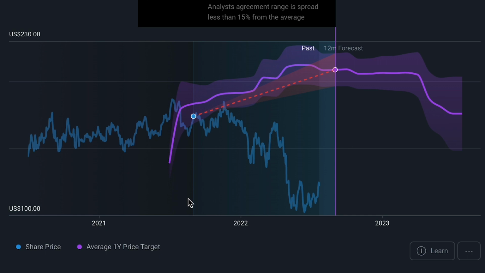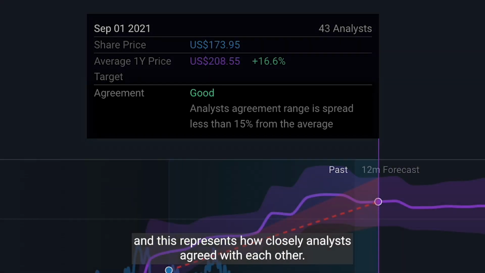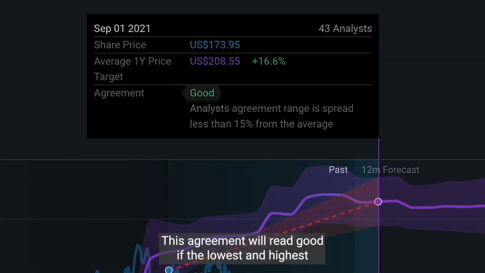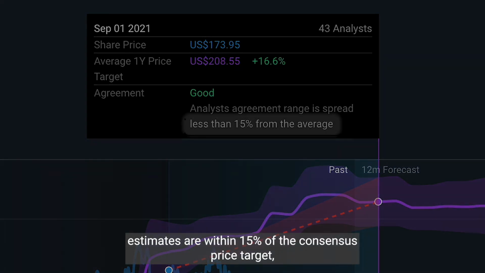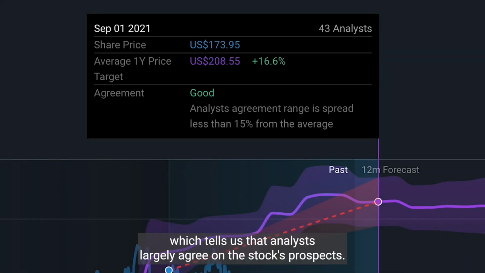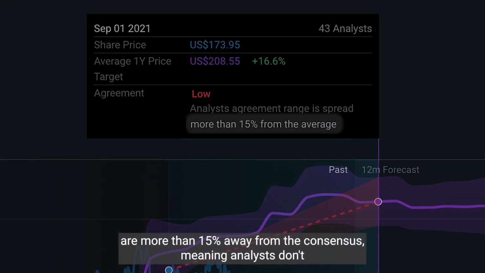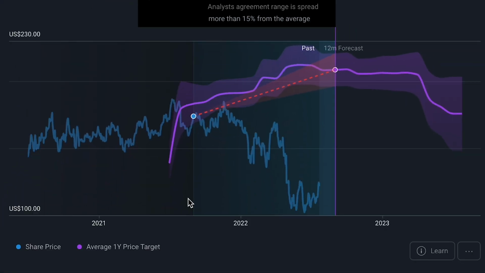In the table above the chart, you'll see the agreement section, and this represents how closely analysts agreed with each other. This agreement will read good if the lowest and highest estimates are within 15% of the consensus price target, which tells us that analysts largely agree on the stock's prospects. However, agreement will read low if the highest and lowest estimates are more than 15% away from the consensus, meaning analysts don't agree with each other.